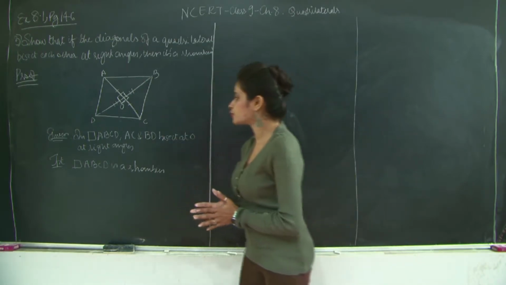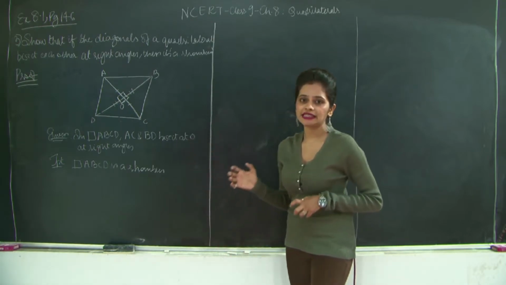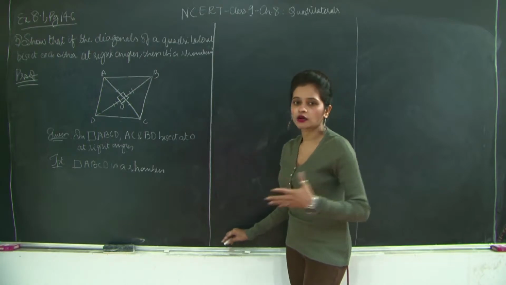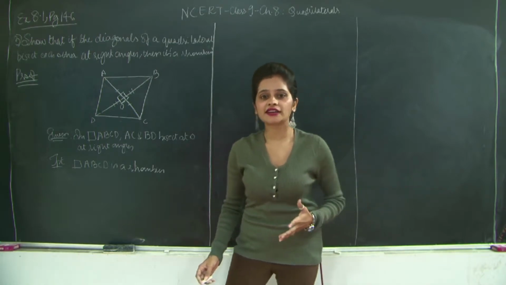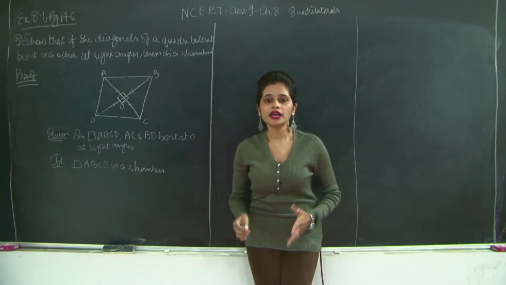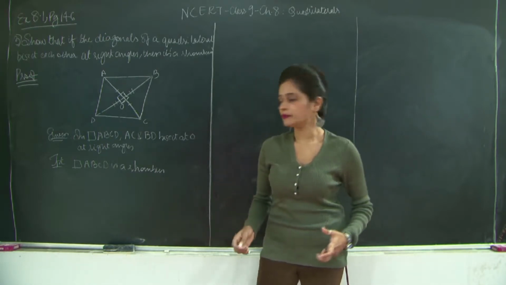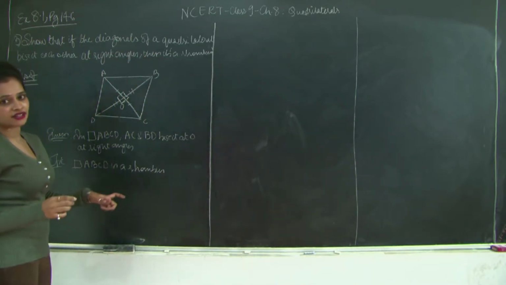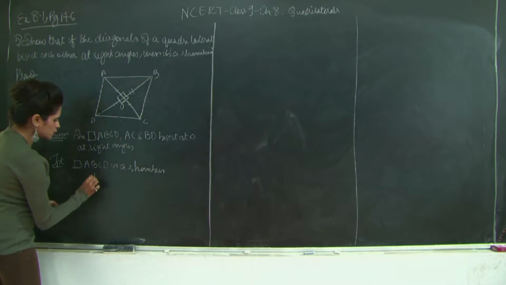So what do we need to prove? That quadrilateral ABCD is a rhombus. So in order to prove any quadrilateral as a rhombus, let's revise the definition of what your rhombus is. We have learned that rhombus is a parallelogram in which each side is equal. So what we need to do is prove two things in order to prove that quadrilateral ABCD is a rhombus. What are those two things?